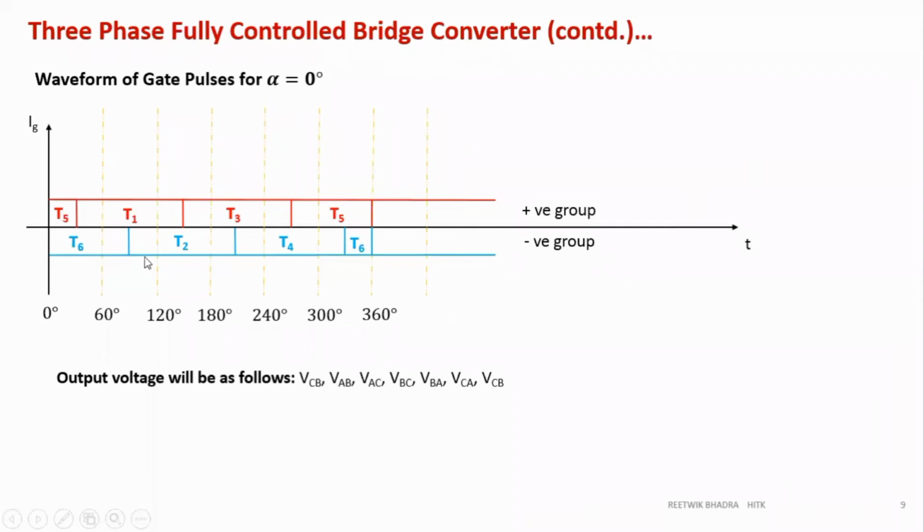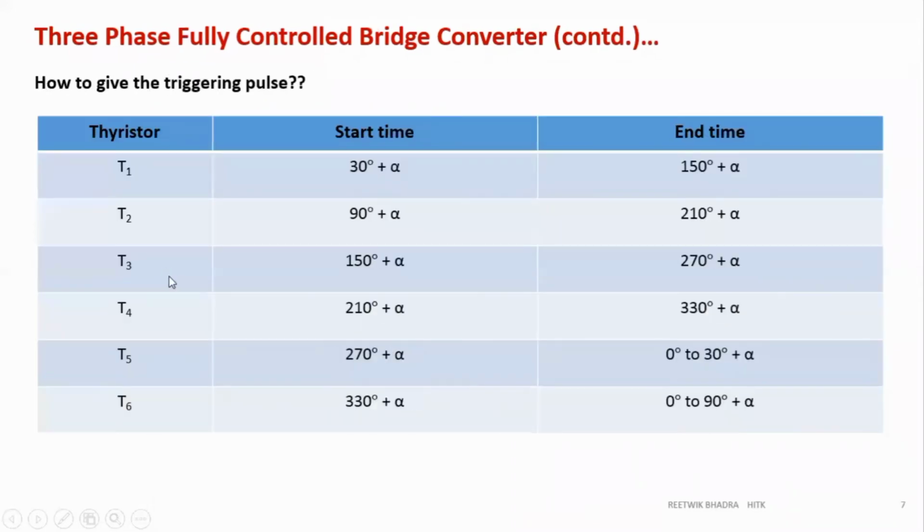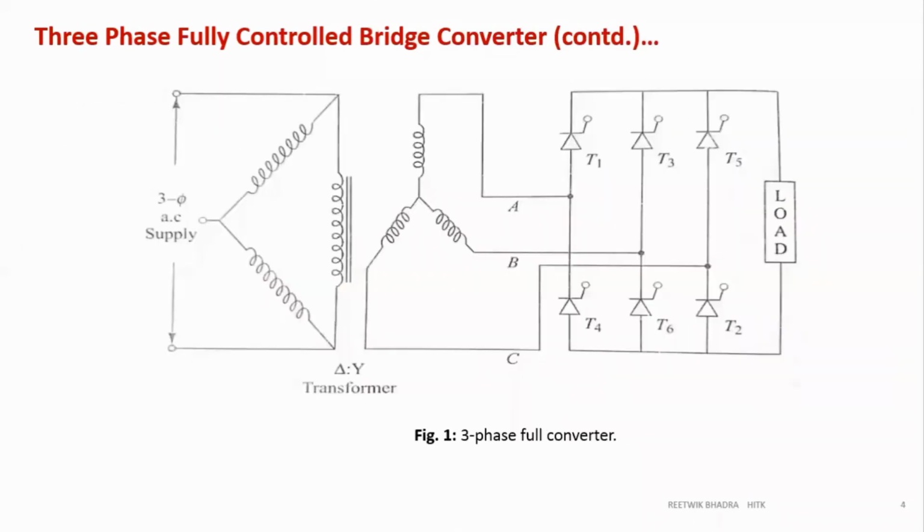So we'll go to the main figure, T5 and T6. T5 connected to C, T6 connected to B. T5 is connected to the positive, T6 is connected to negative. Which voltage should I get? VCB.